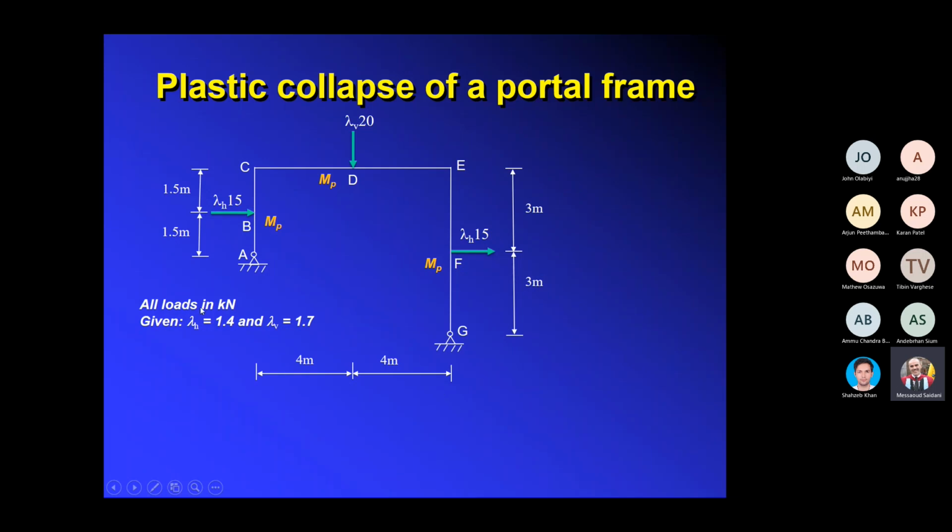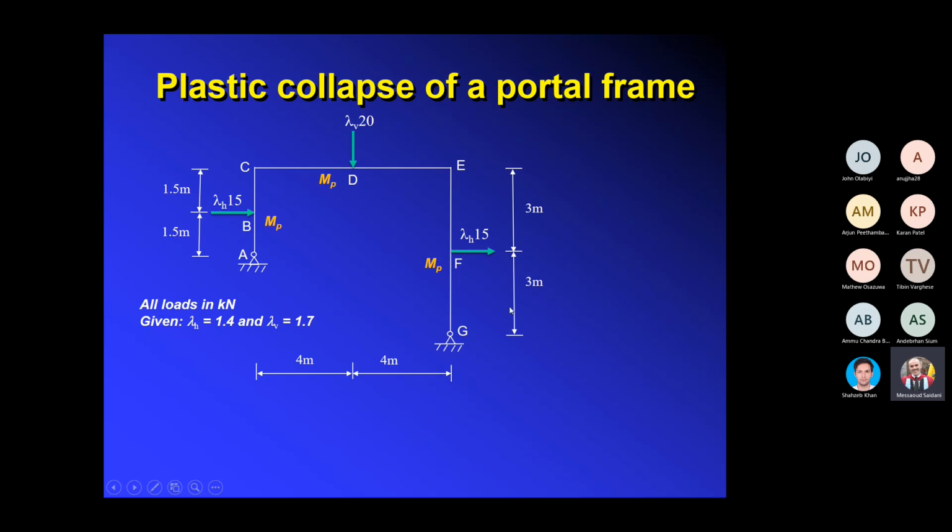The load factors are given here. For the horizontal load, the load factor is 1.4, and for the vertical loading, the load factor is 1.7. In other words, for the vertical load, you need to multiply the 20 by 1.7, and that will give you the vertical load in kilonewtons. Similarly, you take the 15 here and the 15 at the other end, and multiply them by 1.4, which gives you the horizontal loading on AC and EG in kilonewtons, which is what I'm going to do on the next slide.